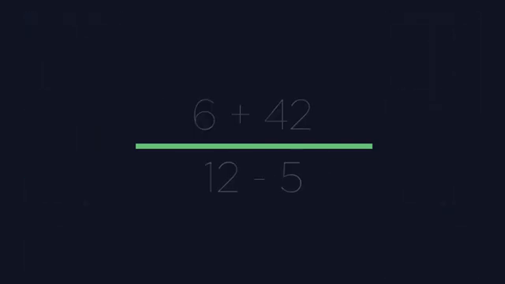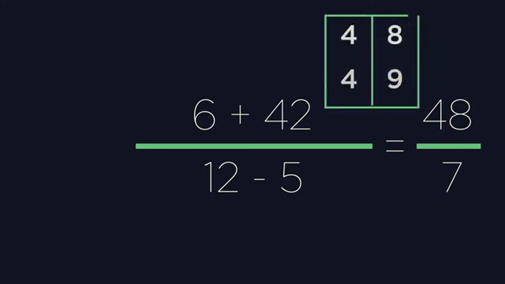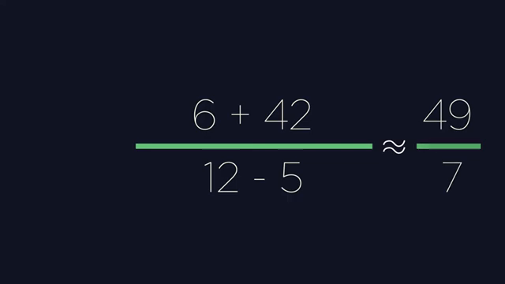Adding 6 and 42 gives us 48, and subtracting 5 from 12 gives us 7. So far, our approximations have given us 48 divided by 7. Now if we look carefully at our question, we are dividing by 7. To get an integer answer, we would need a multiple of 7 for our integer. Fortunately, 49 is right next to 48, so we can say 48 is approximately 49. This gives us 49 divided by 7, which equals 7, an integer value.